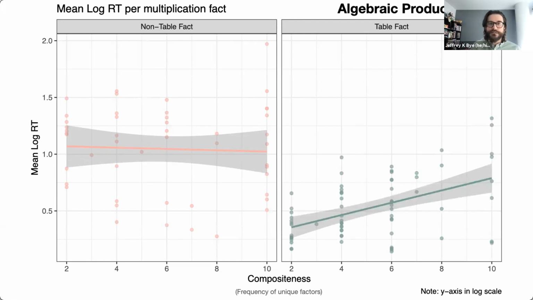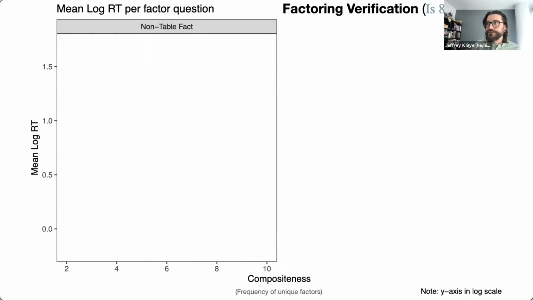In other words, the more composite the number, the more factor pairs there are for that number, the longer it takes to retrieve a factor, but only for these practice table facts. And this relationship was significant even after controlling for the size of the product or the composite number, as well as the factor itself. What about the factoring verification task?